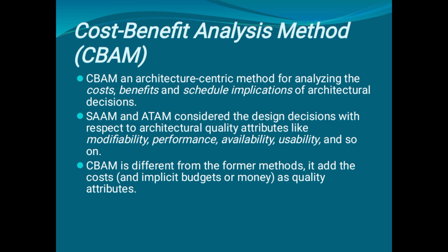CBAM is different from the former method. It adds the cost as a quality attribute, that is an implicit budget or money. CBAM mainly concentrates on the budget or money that is spent on the project being developed. This CBAM is only on the budget or money and the benefits we are getting from that. Is it up to the customer's requirement or not? Everything is analyzed in this CBAM.